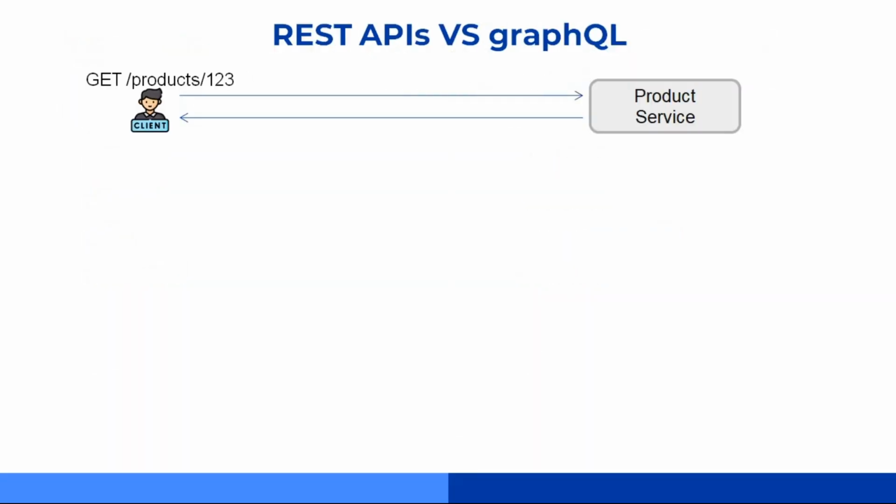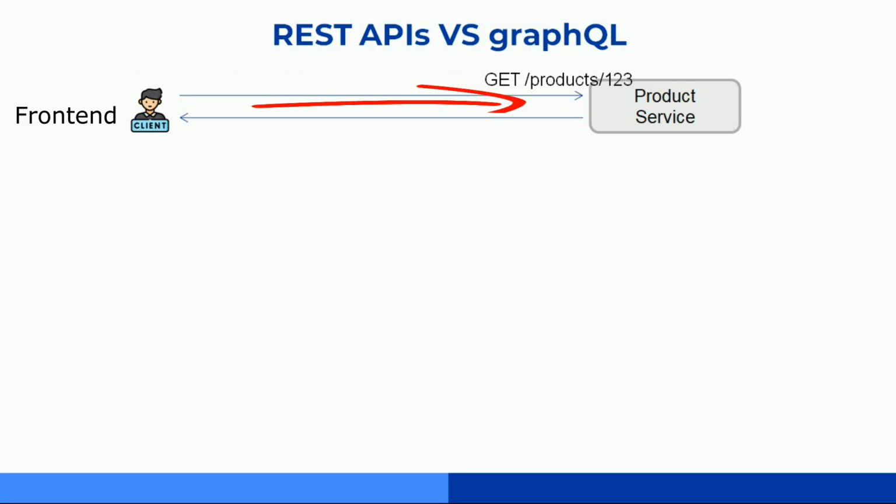Okay, now first let's discuss the REST APIs. What are the disadvantages or problems of using REST APIs in a microservices architecture? Let's take a real world example. Imagine a user opens the product page on our e-commerce website. Now the front end needs to display a lot of details: product info, seller info, reviews, and even related products, etc. So first, the client sends a request to the product service.